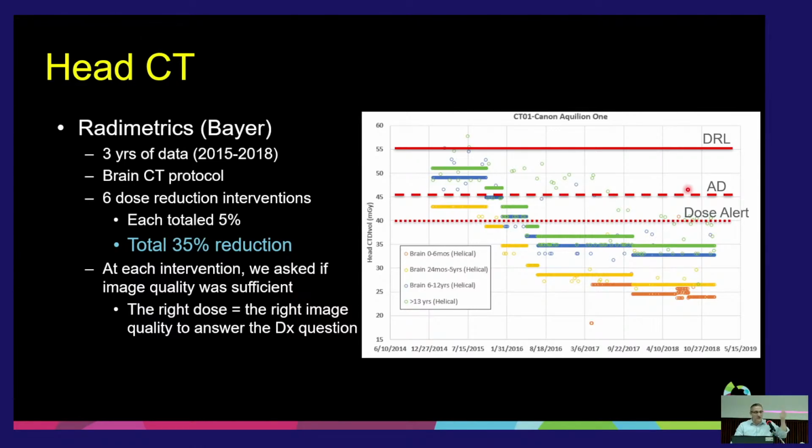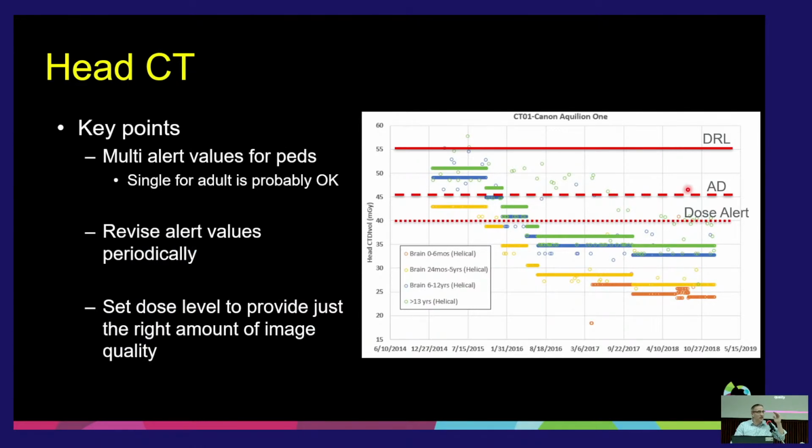If it's above the DRL, we should probably do something about it. If it's below the DRL, the question to ask is, do you have enough image quality? And I say multiple alerts. If you're a pediatric hospital, or an adult hospital that has multiple size-based, age-based or weight-based protocols, a single dose alert is not going to help.